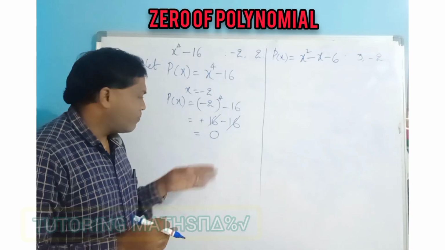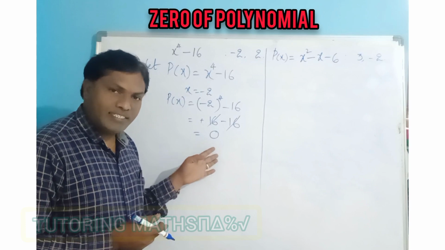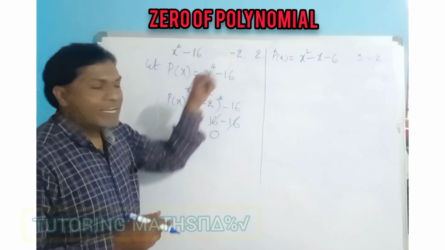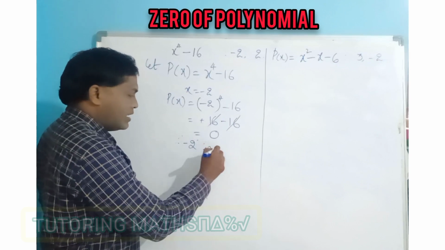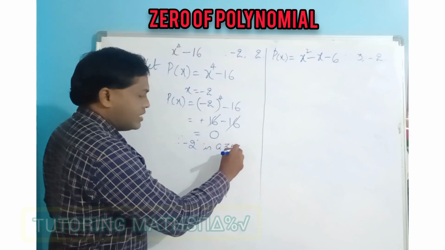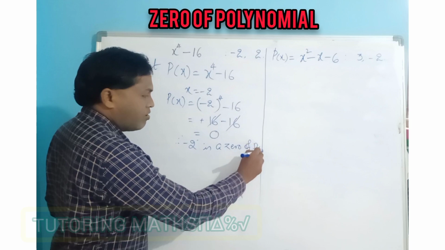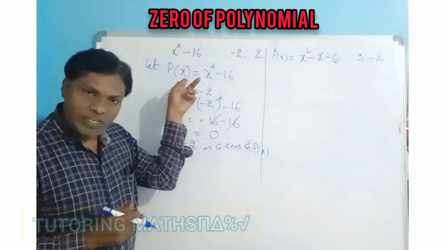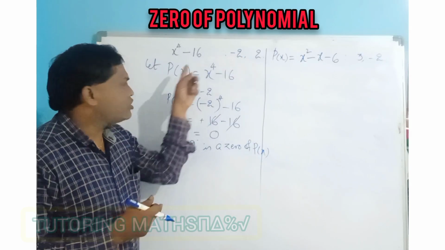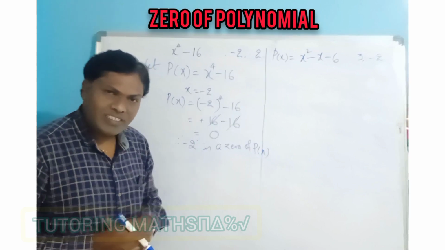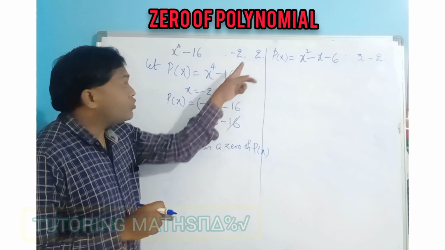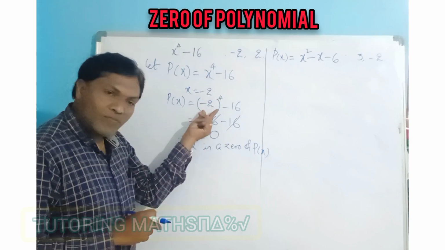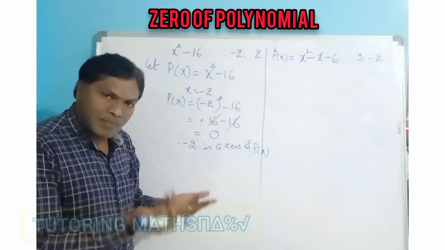Yes, absolutely. We have got 0 as a result. Therefore, minus 2 is a zero of p of x. In the same manner, you can substitute 2 in place of x. Then you get some result.